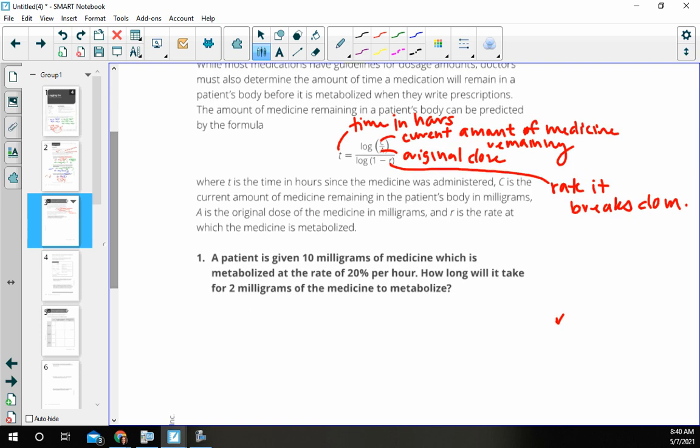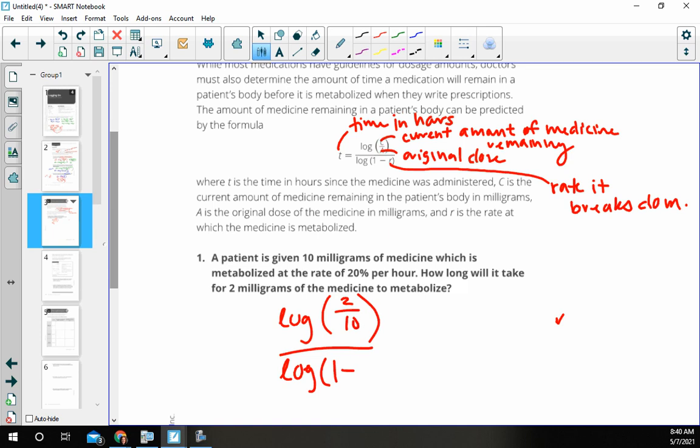So it says a patient is given 10 milligrams of medicine, which is metabolized at a rate of 20% per hour. How long will it take for 2 milligrams of the medicine to be metabolized? Okay, so when we're plugging it in, we are currently wanting 2, so that is going to represent my C. The amount the patient was given, my original dose, was that 10. That's going to go in for that A.